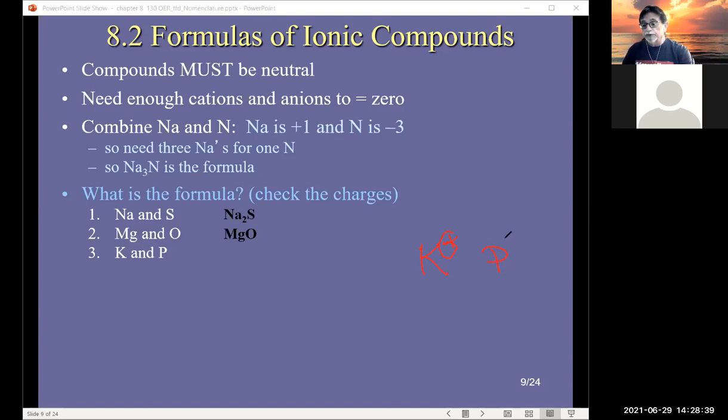Exactly, -3. So putting them in ion form first, it tells me, okay, how many of each I need? So I need 3 potassium to cancel out the -3 of the phosphide. So now I can write it as K subscript 3 P. And its name will be potassium phosphide, not potassium phosphorus, but potassium phosphide.